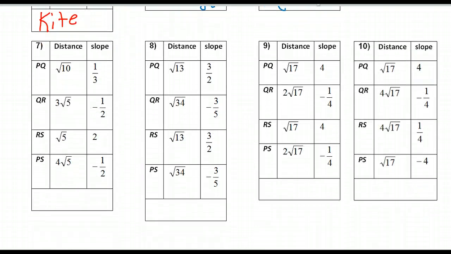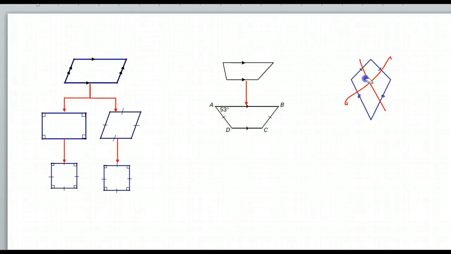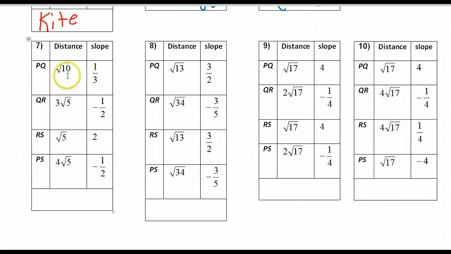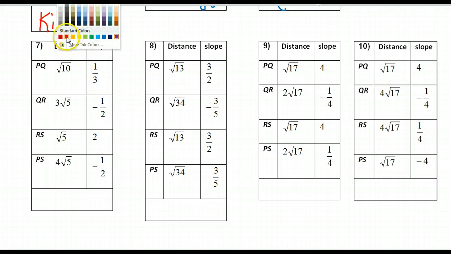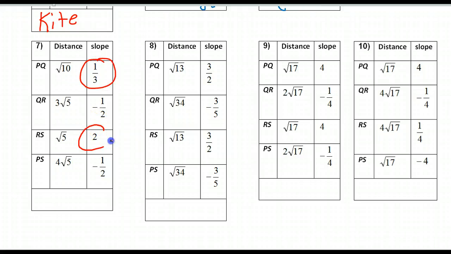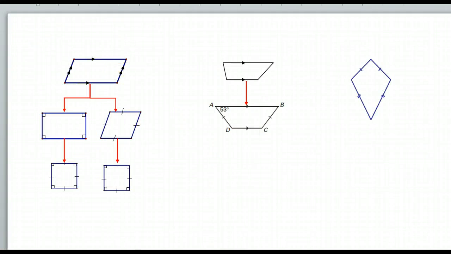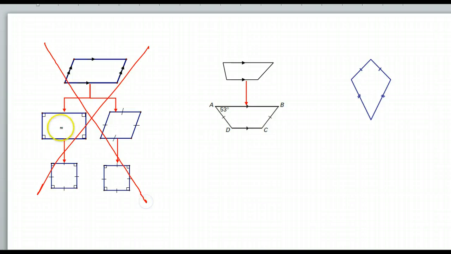Okay, almost done. Let's look at number 7. Back to the beginning. Parallelogram, trapezoid, or kite. Start with parallelogram. Is this a parallelogram? No, it is not a parallelogram. Alright, opposite sides. Look at these. 1/3, 2. If this were a parallelogram, these would be the same. And they're not. So it's not a parallelogram. That means it is not any of these parallelograms. I can forget about rectangle, rhombus, and square. So it's either going to be a trapezoid, isosceles trapezoid, or a kite.